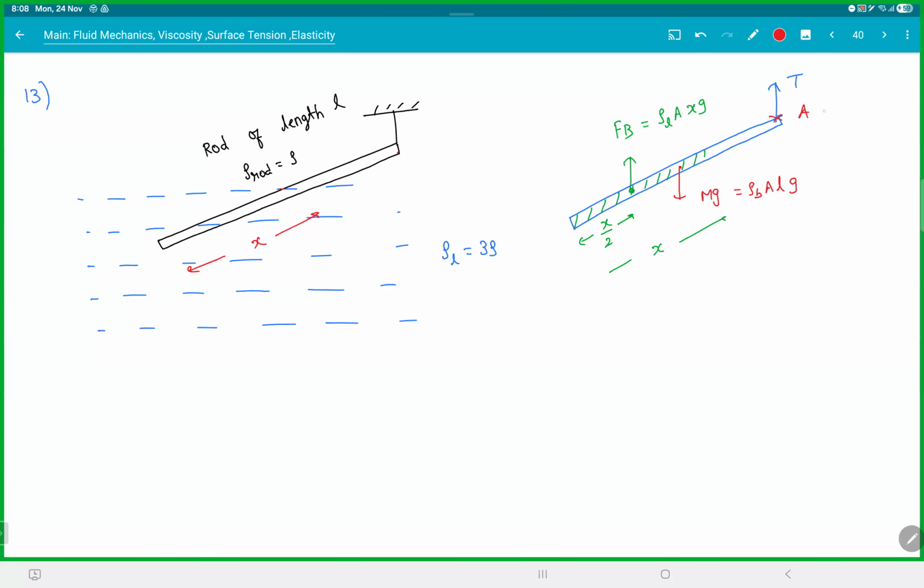You can take torque about this point, right? And you can take this angle to be theta. That will be mgL by 2 sine theta is equal to the buoyant force times that distance, which will be (L minus x by 2) sine theta. Solve this, you'll get an answer from here. I'll leave it to you. That is the main idea there: the buoyant force should be acting at the center of buoyancy, the center of the displaced liquid. Clear with this?